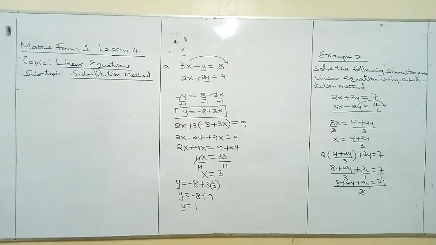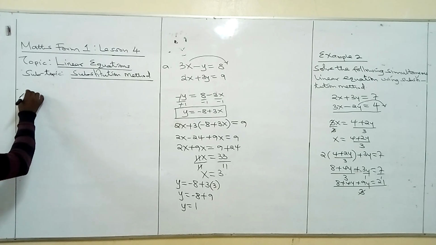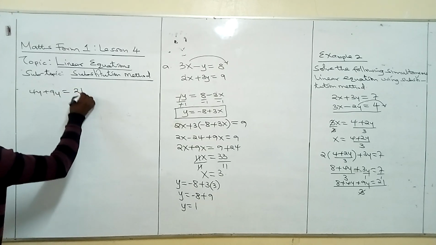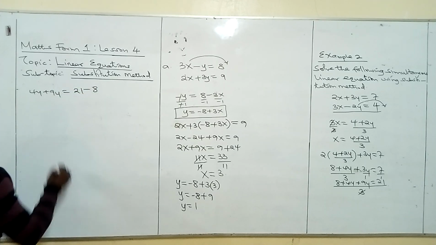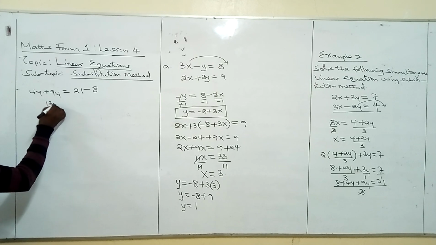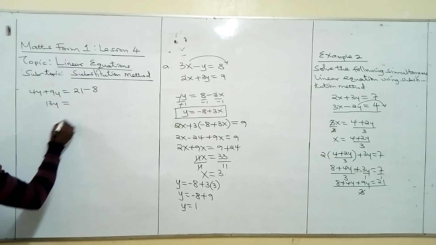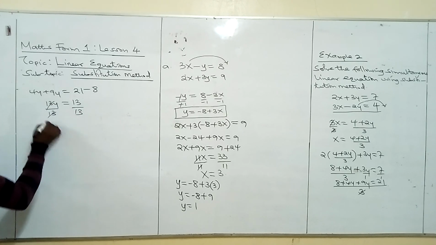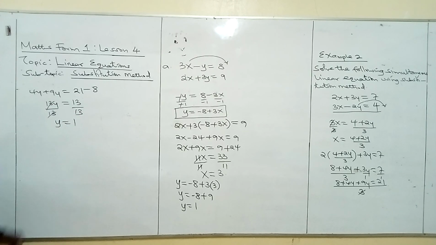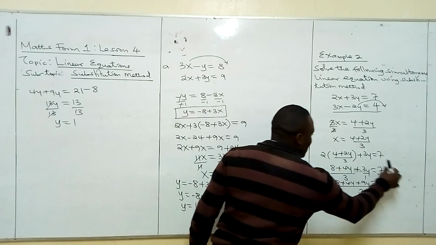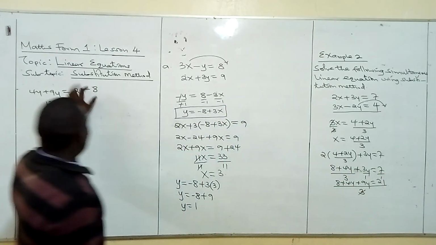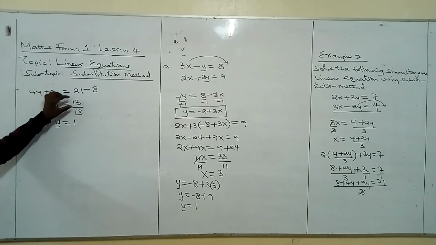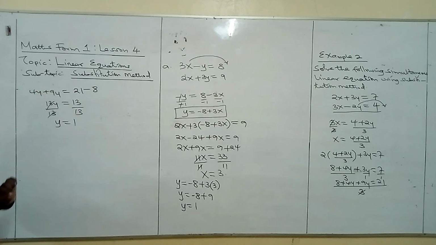So from there, putting like terms together, we will have 4y plus 9y is equal to 21 minus 8. This will give us 13y is equal to 13. Then divided by 13 on both sides. Our y becomes 1. Because here I said 8 goes to the other side, it becomes a minus. That's why it's a minus. 21 minus 8 is 13.